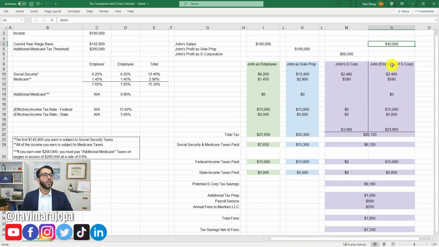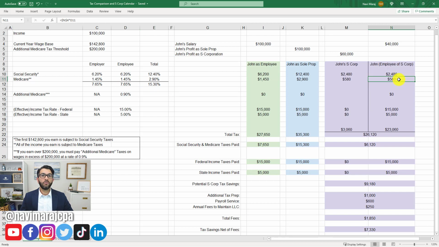All right. So what does John pay as the employee of his S Corp? He'll now be considered an employee of his S Corp, and he'll pay taxes on this similar to when he was an employee working for Google. He'll pay $40,000 times 6.2%. That's the $2,480, right? And $40,000 times the 1.45%. That's the $580 that you see here.